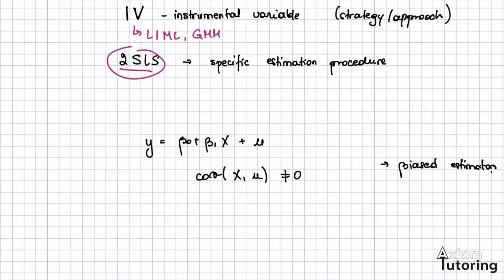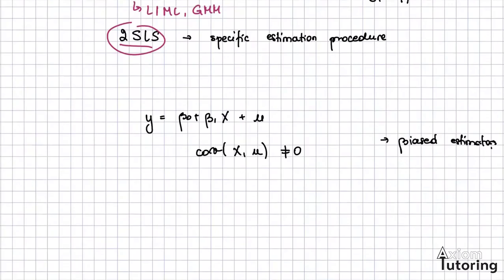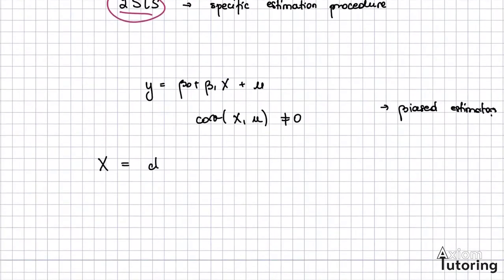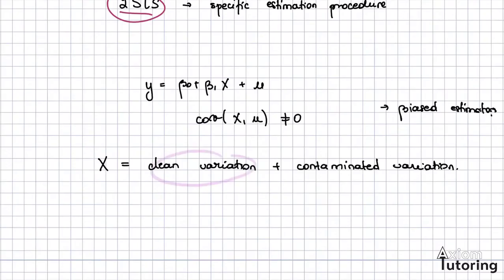Estimates. Now, what we really want is that we don't need all the variation in X. We only need the part of X that comes from the instrument, okay? So once again, X has clean variation plus contaminated variation. And we are interested only in the clean variation, and the 2SLS uses the clean part to estimate the beta 1. So how does it do it? How do the two stages really work?